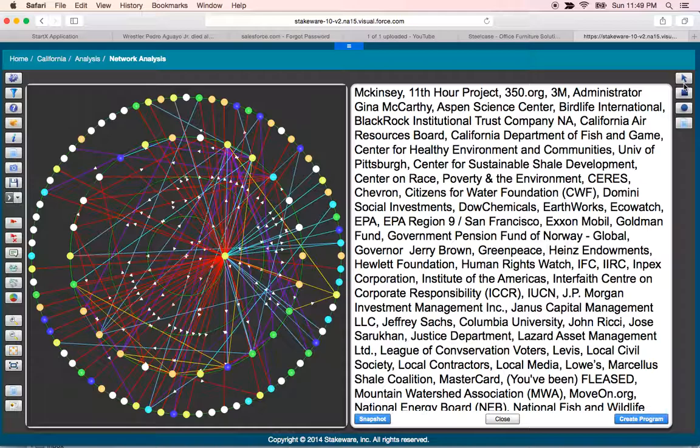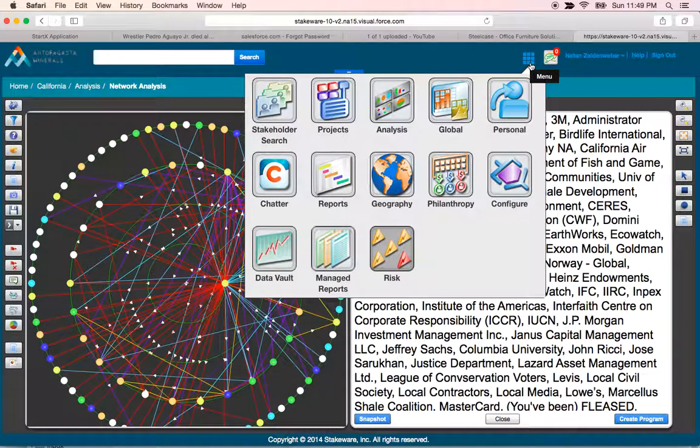There's a lot more functionality, and if we are given the opportunity to go into the next phase, we'd be happy to present the comprehensive aspect of our software. Briefly, we have all these different modules that together form the sustainability and stakeholder management application of Stakeware.